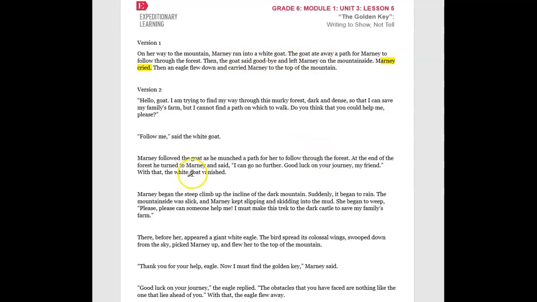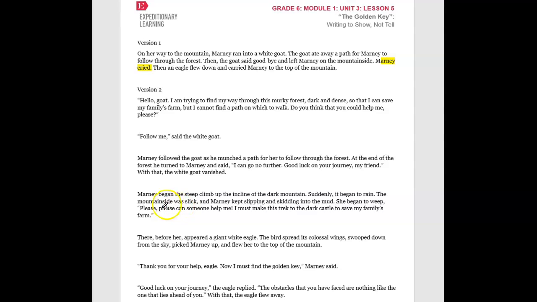Here we see the goat just vanished. Much more vivid. Marnie began the steep climb up the incline of the dark mountain. Suddenly, it began to rain. The mountainside was slick, and Marnie kept slipping and sliding and skidding into the mud.